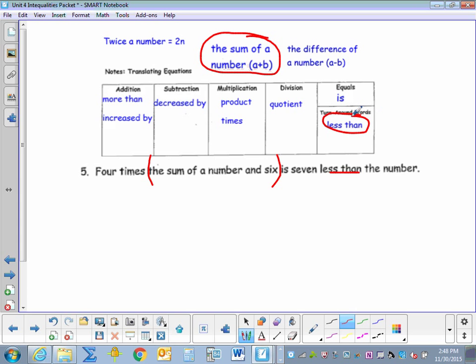So I'll remember to turn that around. So 4 times, which is multiplication. So 4 times, parentheses, the sum of a number and 6. So n plus 6, close my parentheses, is, so that's equals 7 less than a number. Remember, less than is a turnaround word. So instead of 7 minus n, we'll write n minus 7.